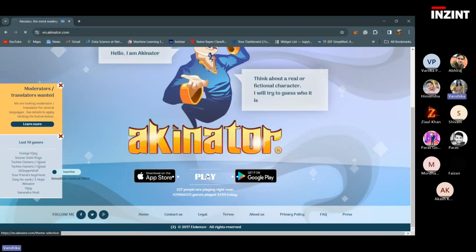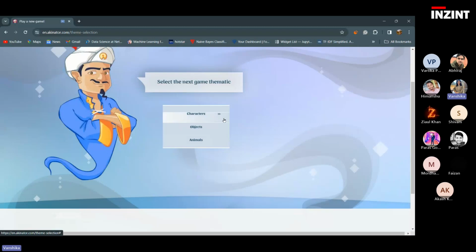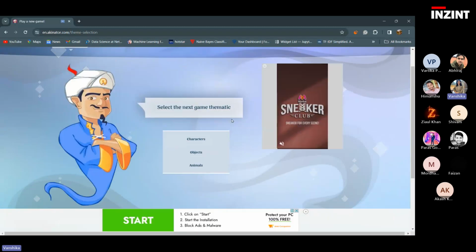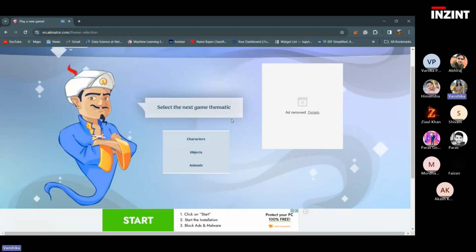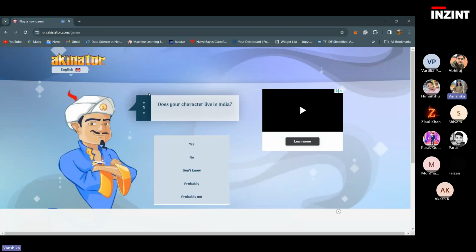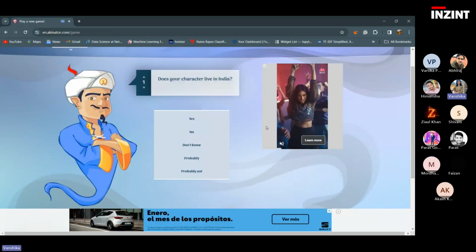And what it does, if I play it, I can think of anyone, whether it is an animal, a personality, a celebrity, or some kind of animated character. So I can think of something, and then this genie is going to tell me what I'm thinking about. So let's test it. I'm thinking of Tom from Tom and Jerry, and let me click on characters.